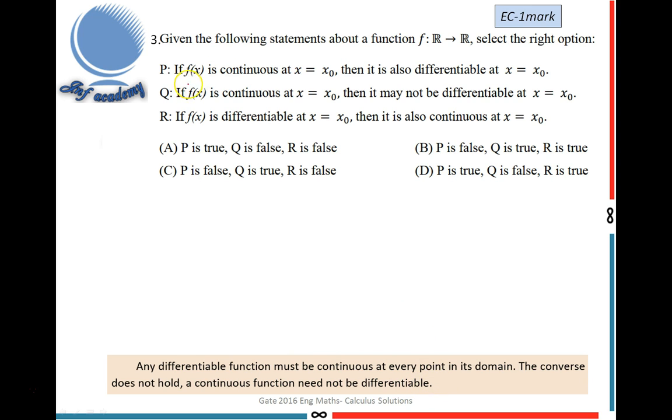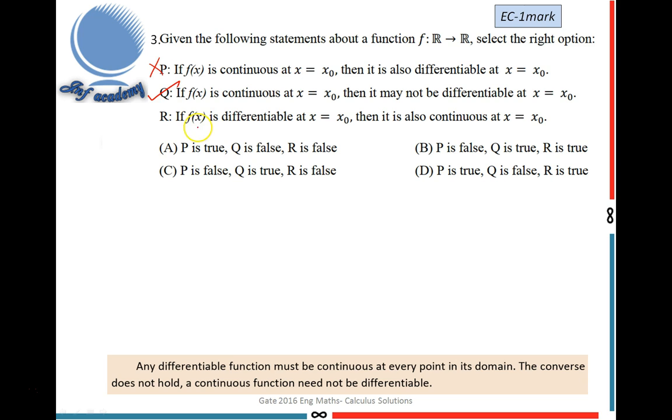So here statement P says if f of x is continuous at x equal to x naught, then it is also differentiable at x equal to x naught. But the theorem says a continuous function need not be differentiable. So statement P is wrong. Next, statement Q says if f of x is continuous at x equal to x naught, then it may not be differentiable at x equal to x naught. By using that theorem, statement Q is true.